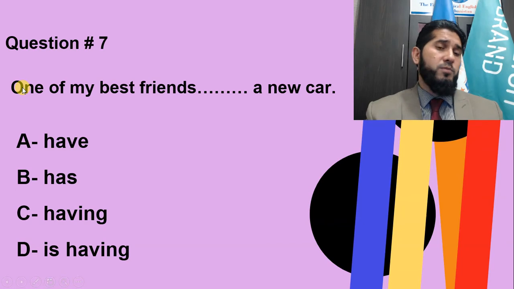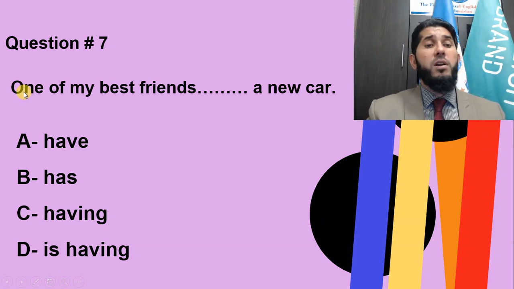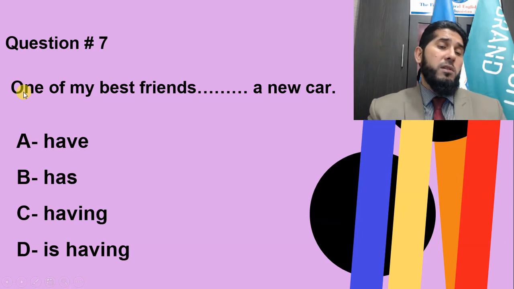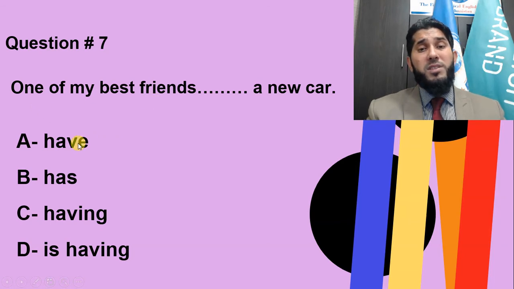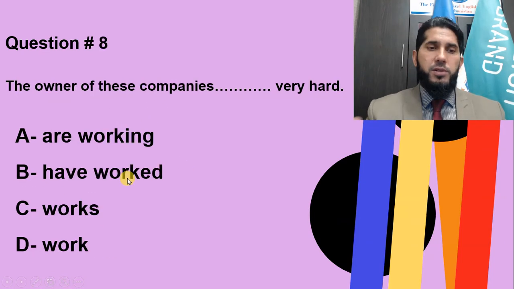I mean, this word which is used as a pronoun. So therefore, singular, and the subject-verb agreement should be with has, not with have. So "one of my best friends have a new car" is incorrect. As I said, the noun friends is not your subject. The subject is here, one. So one of my best friends has a new car. B is the correct option.